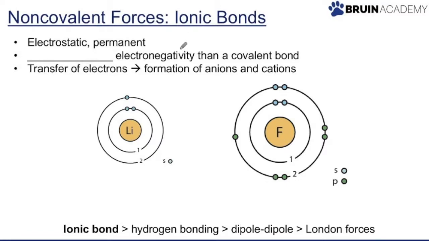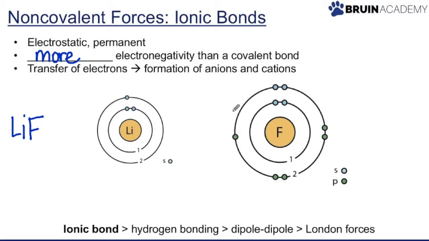So the first is an ionic bond, and these are electrostatic permanent bonds, and this has more electronegativity than a covalent bond. So ionic bonds are something like when you have lithium bonded to a fluorine, for example. So you have this transfer of electrons in order to form anions and cations.